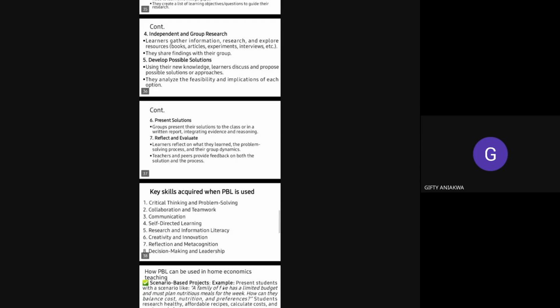What are the key skills acquired when PBL is used? The key skills are critical thinking and problem solving, collaboration and teamwork, effective communication. It improves self-directed learning. It improves research and then information literacy.